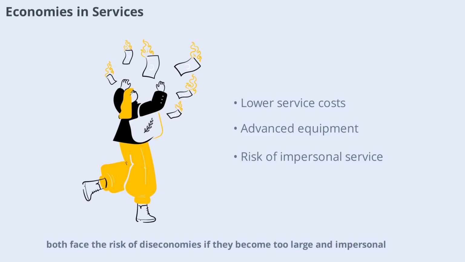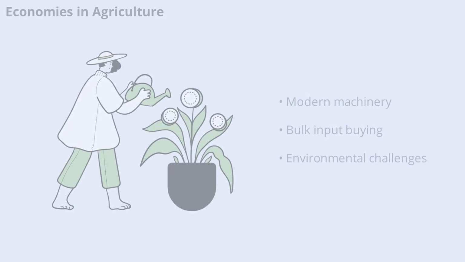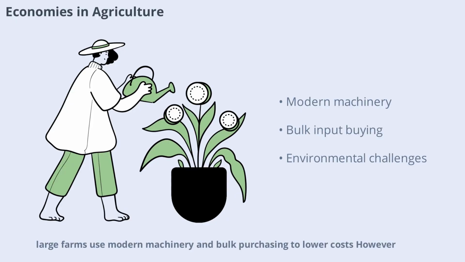However, both face the risk of diseconomies if they become too large and impersonal. In agriculture, large farms use modern machinery and bulk purchasing to lower costs. However, they may also face challenges with environmental impact and management complexity, highlighting the trade-offs of scale.